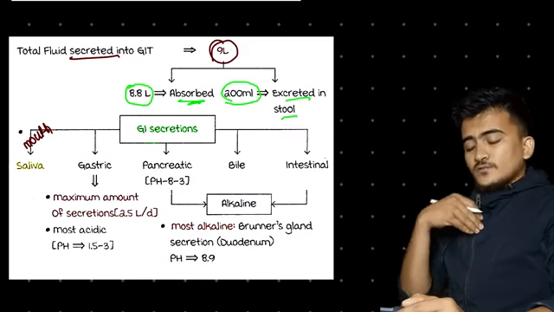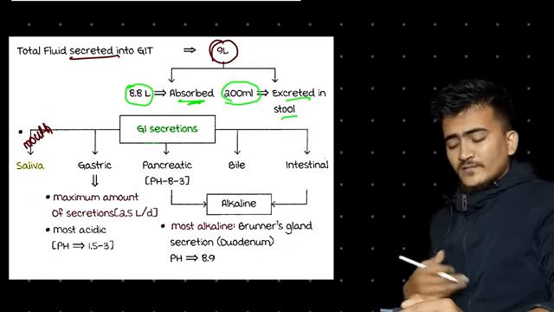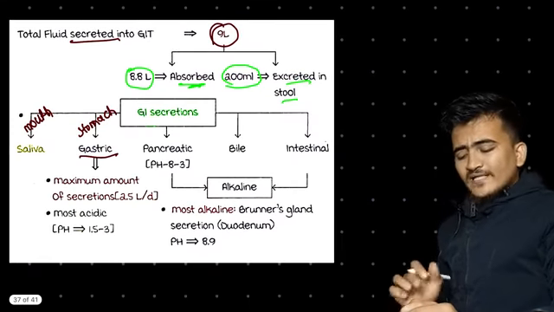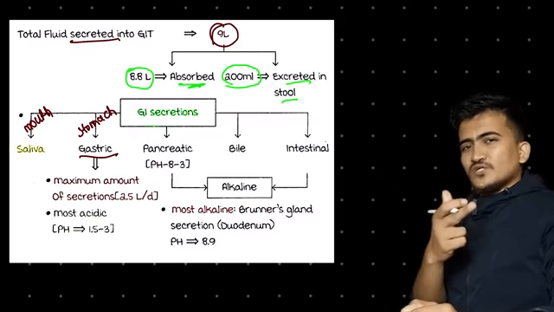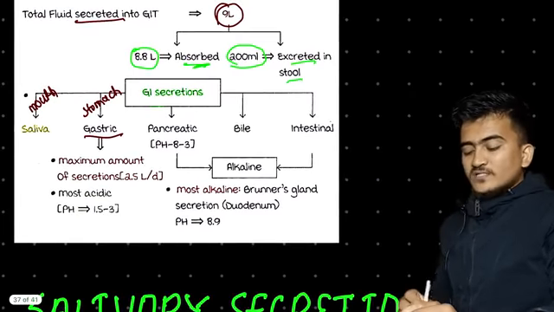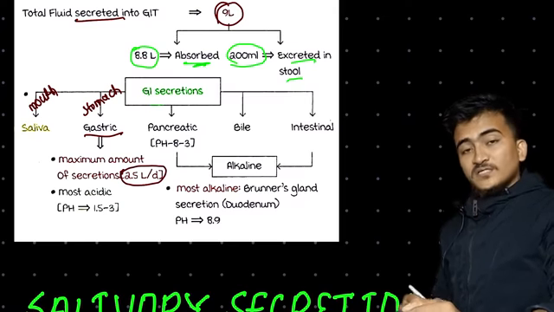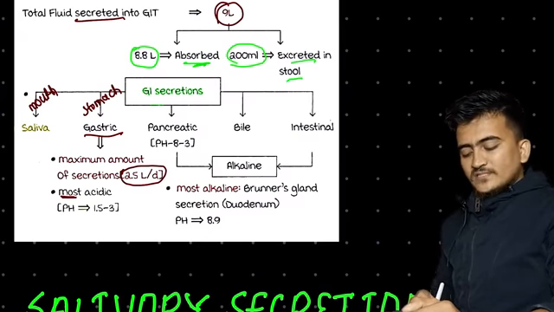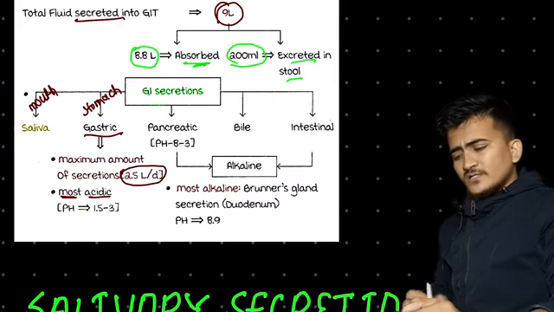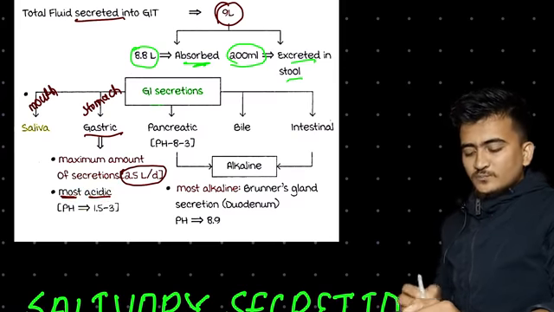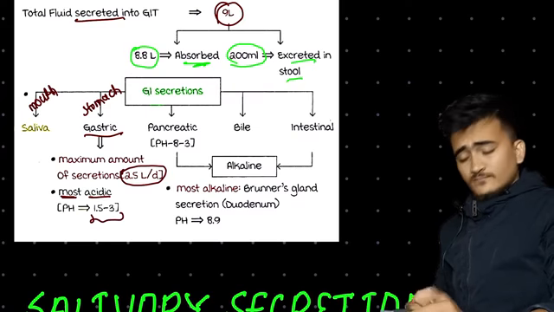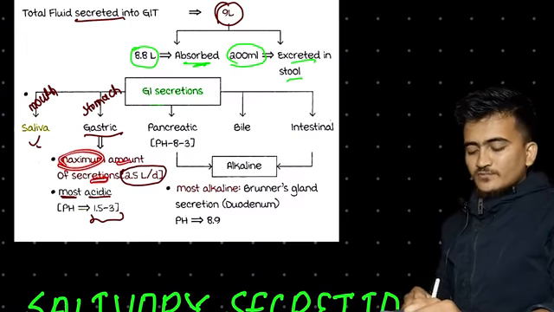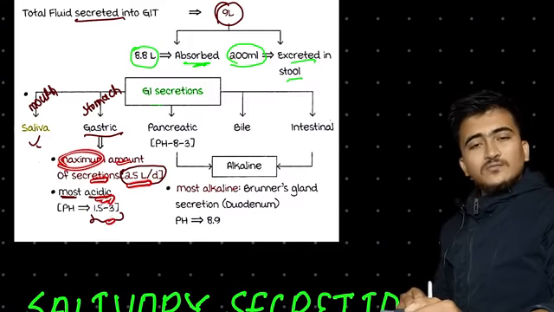Now as we move further, our food reaches the stomach, right? In the stomach, we have gastric secretion. Gastric secretion is the highest amount of GI secretion. Its amount is 2.5 liter per day. Another important fact about it is that it is the most acidic secretion in our GI system. Its pH ranges from 1.5 to 3. So we talked about saliva, and gastric secretion: maximum amount of secretion, 2.5 liter per day, and most acidic, 1.5 to 3 pH.